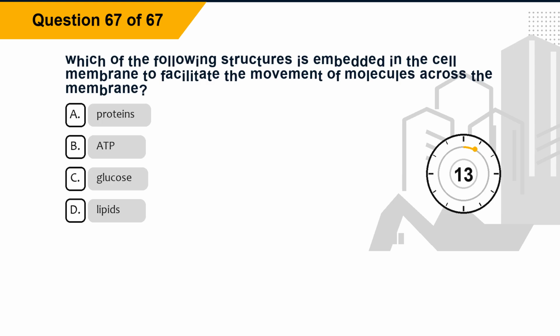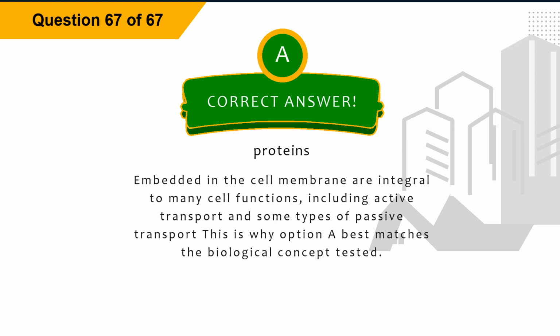Question 67. Which of the following structures is embedded in the cell membrane to facilitate the movement of molecules across the membrane? Option A, proteins. Option B, ATP. Option C, glucose. Option D, lipids. The correct answer is option A, proteins. Explanation: proteins embedded in the cell membrane are integral to many cell functions, including active transport and some types of passive transport. This is why option A best matches the biological concept tested.